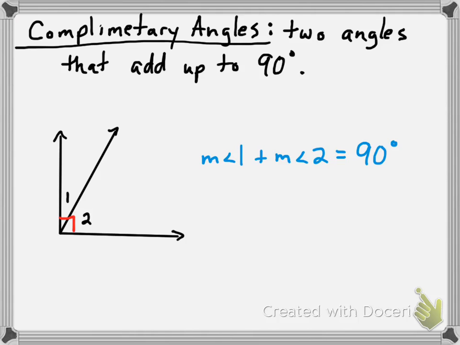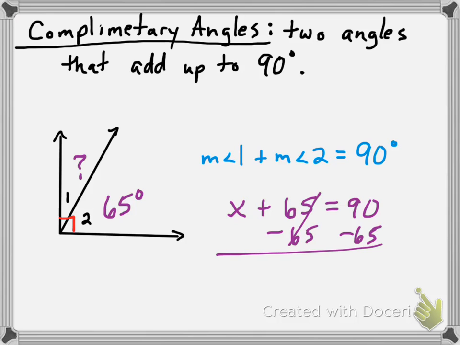Okay, so for example, if angle 2 was 65, then what's angle 1? Well, x plus 65 equals 90, so you can subtract the 65 from the 90, and you get x equals 25. So angle 1 is 25 degrees. Okay, so you need to be able to recognize and calculate complementary angles.